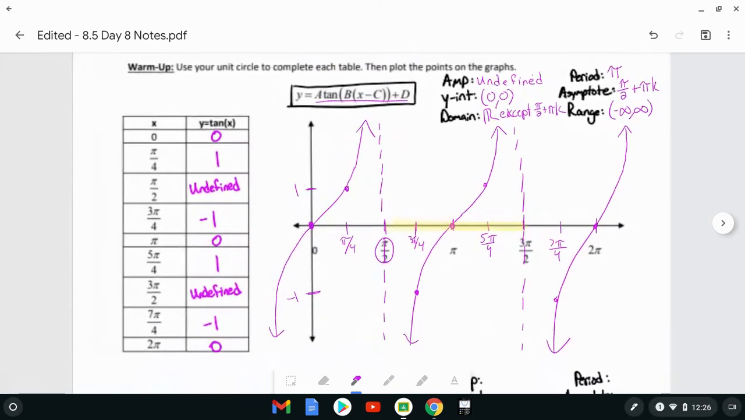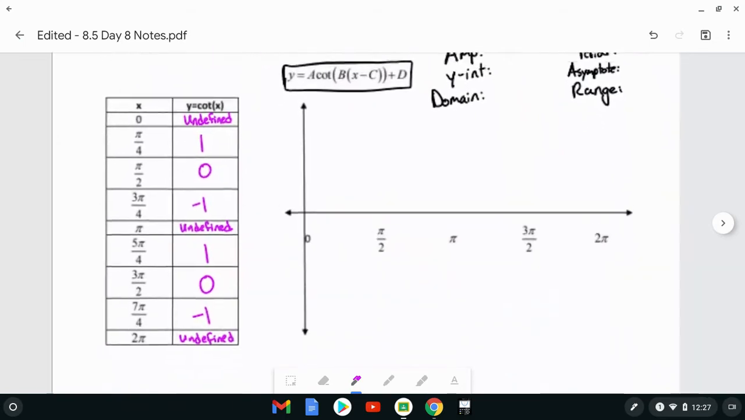So that's the parent function, the base function of tangent of x. Again, we can apply our transformations, vertical shifts, horizontal shifts, stretches and compressions, and it will adjust these. But if you're graphing just tangent of x, then that's what we're going to have as our domain, range, amplitude, y-intercept, period, asymptotes, and all that good stuff.